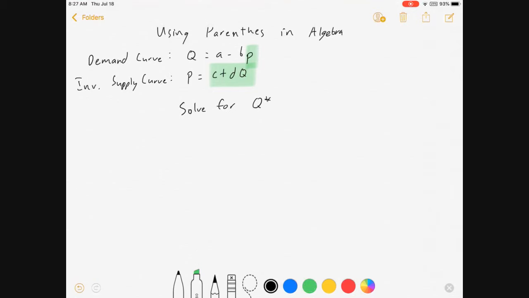So what's that going to look like? I'm going to say Q equals A minus B parenthesis C plus DQ, close parenthesis. Now, this thing is P. By doing this substitution, I find the point where these two equations are equal to each other.